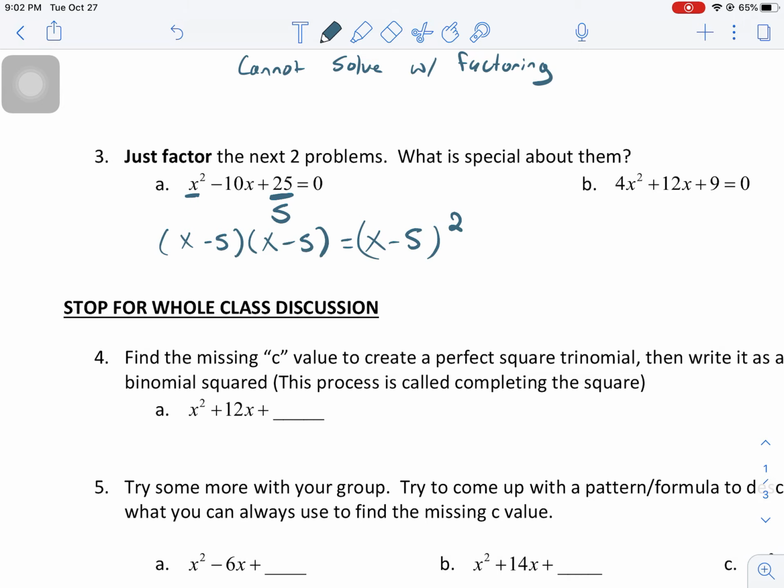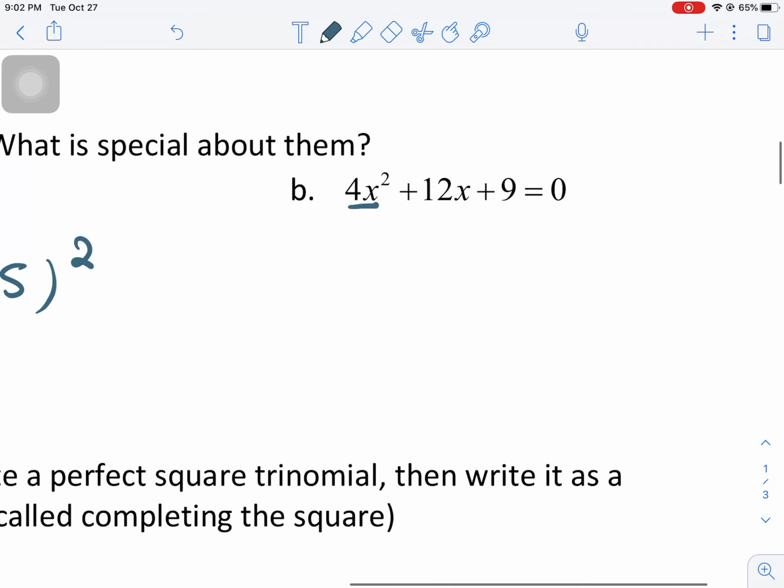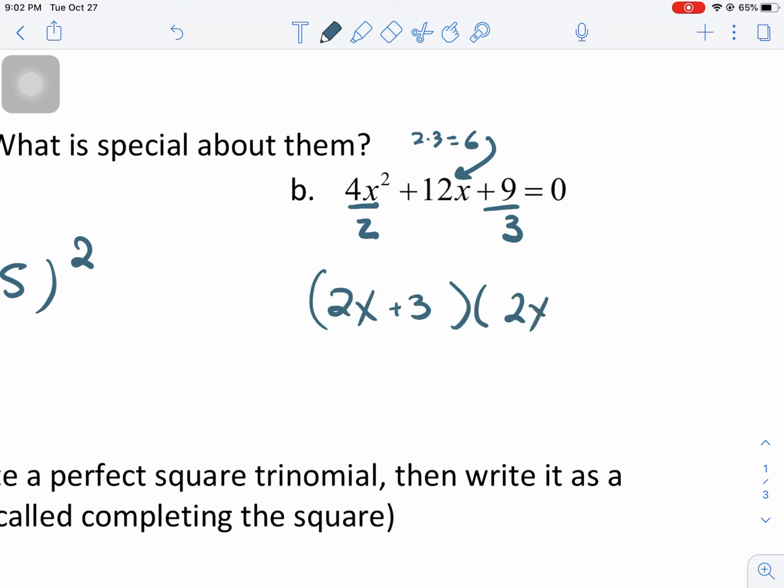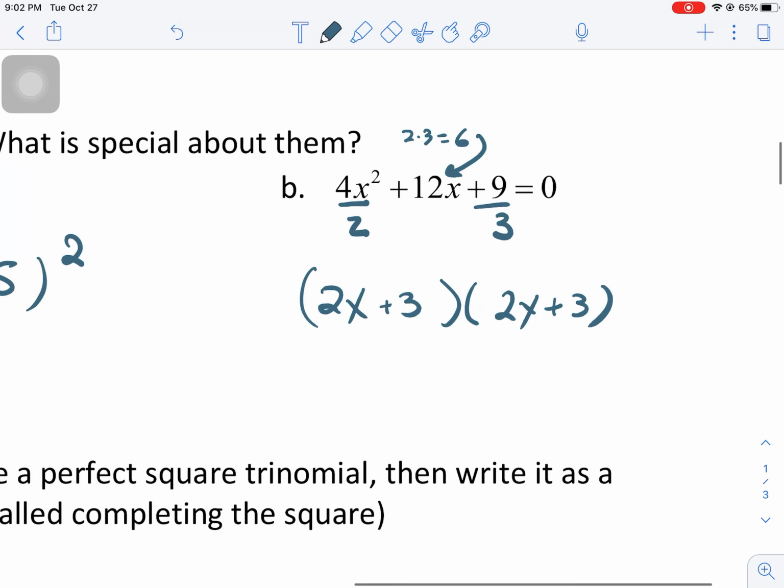Remember, this is a perfect square trinomial. Same thing's going to happen here. Perfect square in the front, perfect square in the back. This is 3. This is 2. 2 times 3 gives you 6. 6 plus 6 is 12. So this is (2x plus 3)(2x plus 3). So another perfect square trinomial, which would give us (2x plus 3) squared for our factors here.